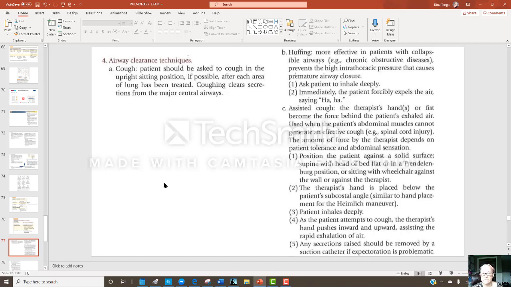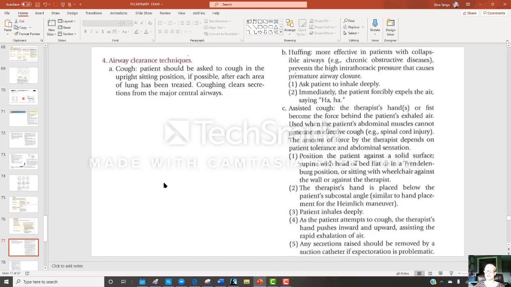Ask patient to inhale deeply. Immediately, the patient forcibly exhales the air, saying, ha, ha, ha, ha. Assisted cough. The therapist's hands or fist become the force behind the patient's exhaled air. Used when the patient's abdominal muscles cannot generate an effective cough, such as spinal cord injury. The amount of force by the therapist depends on patient tolerance and abdominal sensation.